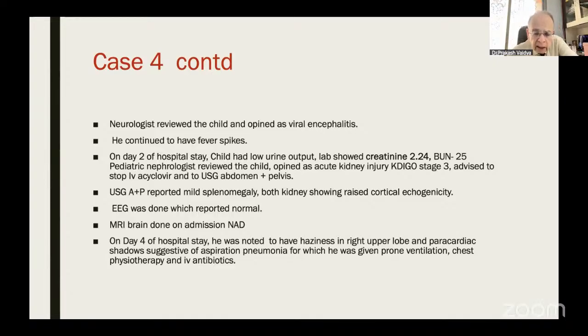And another thing is, as we all know, the flu virus may not be isolated because anyway we don't have a panel, but it's also an autoimmune cascade that results in CNS damage. So you don't have to show that there is a flu virus in the CSF to call it a CNS manifestation of flu. So the neurologist reviewed the child, opined as viroencephalitis. Child continued to have fever spikes, and then after 1 or 2 days, the child developed features of acute kidney injury, AKI. So, Dr. Anil, in your experience, can flu virus cause AKI?